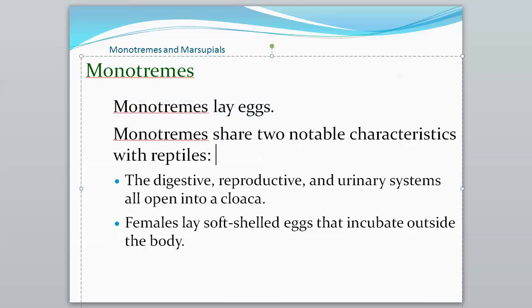Monotremes, as well as laying eggs, share two notable characteristics with reptiles. The first is that their digestive, reproductive, and urinary systems all open into a cloaca. So the monotremes have a cloaca just like the reptiles did. And their females lay soft-shelled eggs that incubate outside the body. These monotremes are in fact mammals, they have hair. However, this could serve to tell us that we did in fact descend from reptiles, because this group of mammals shares a lot of characteristics with reptiles.